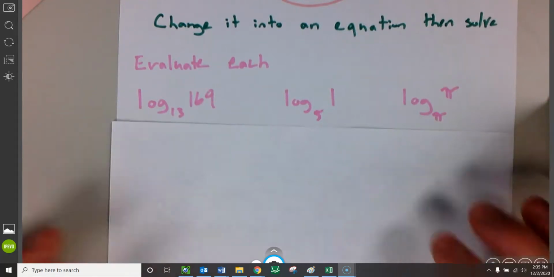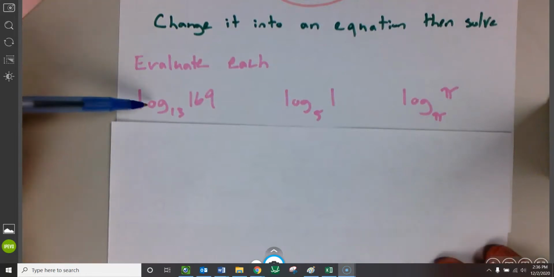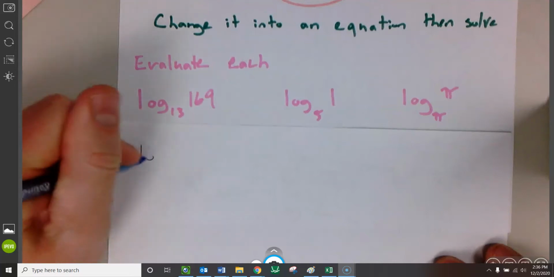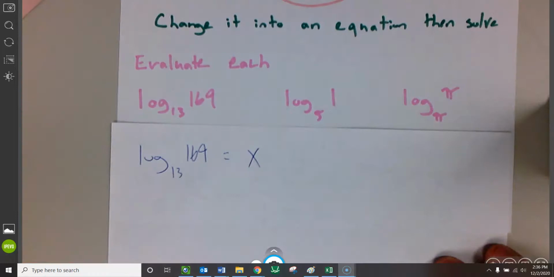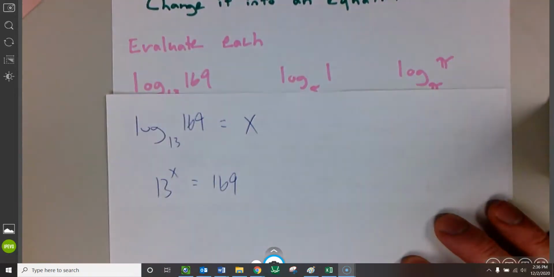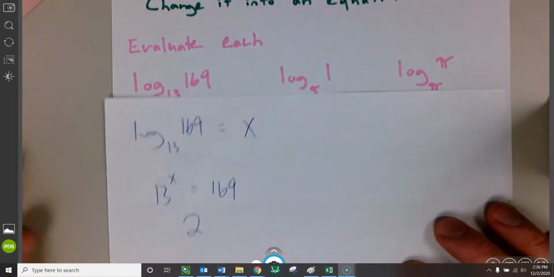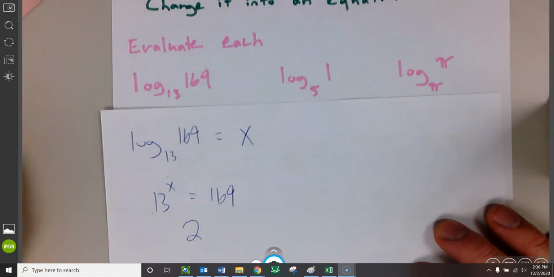Okay, you're back. So each of these we want to turn into an equation. I happen to use the variable x. You can use question mark. You can use k. You can use w, but I use x. I'm going to say log base 13 of 169 is equal to x. I'm trying to figure out what x is. What is this thing equal to? The only skill I have, write it as an exponential. And then it kind of falls in our lap. 13 to what power is 169? The answer, 2. So this whole thing, log base 13 of 169 is 2.